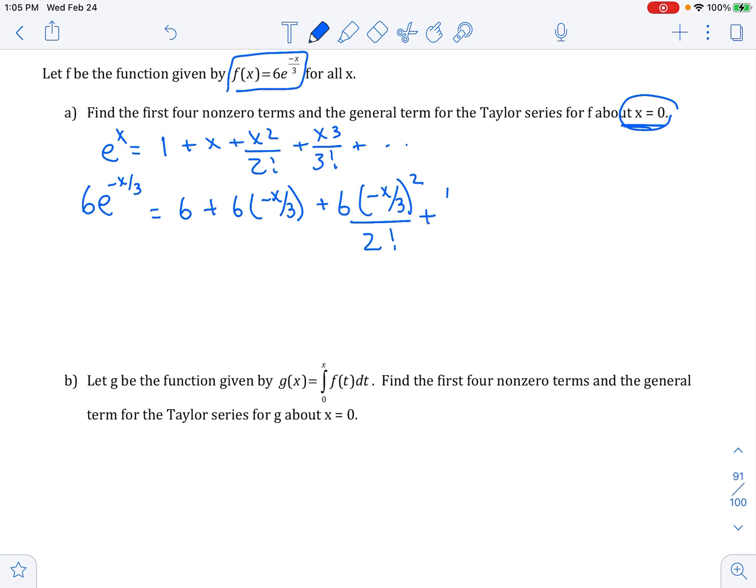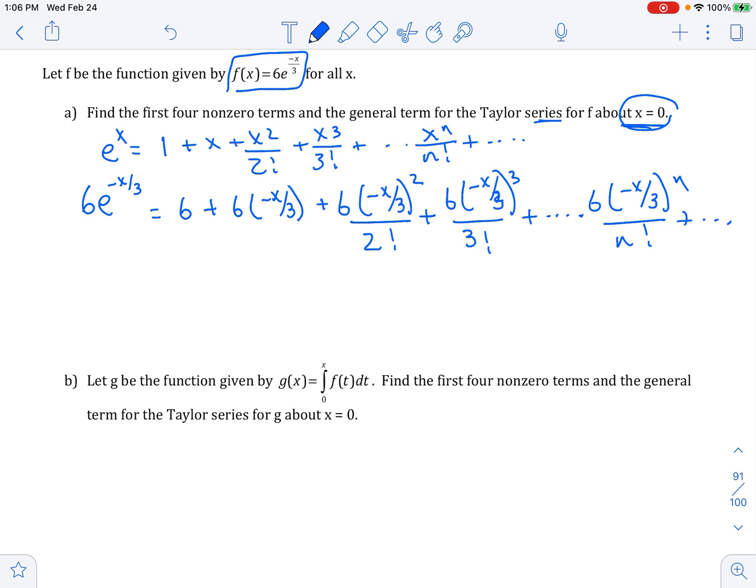I need 4 terms, so I need one more here. 6, negative x over 3 cubed over 3 factorial. It is a series, so put a plus dot, dot, dot. And then it also wants the general term. So what I would do is figure out the general term for e to the x, which is x to the n over n factorial, and then replace that x again. And there's your general term for this one. So again, no simplifying, just leave it like that.